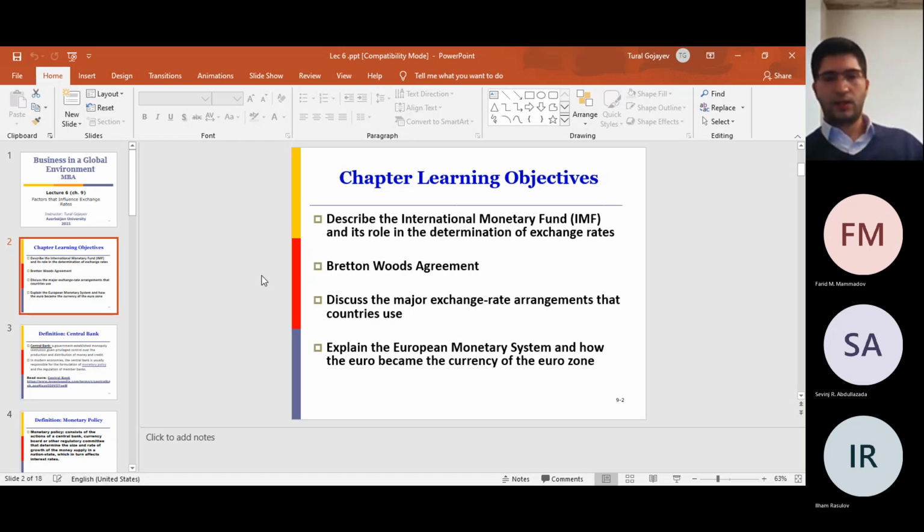Then we should discuss the major exchange rate arrangements that countries use. And after this, to explain the European monetary system, in our previous lesson about economic integration we talked about it a little, right? The European monetary system, the countries included in the European Union, and some other agreements, etc. How the euro became the currency of the Eurozone, we also talked about a little.